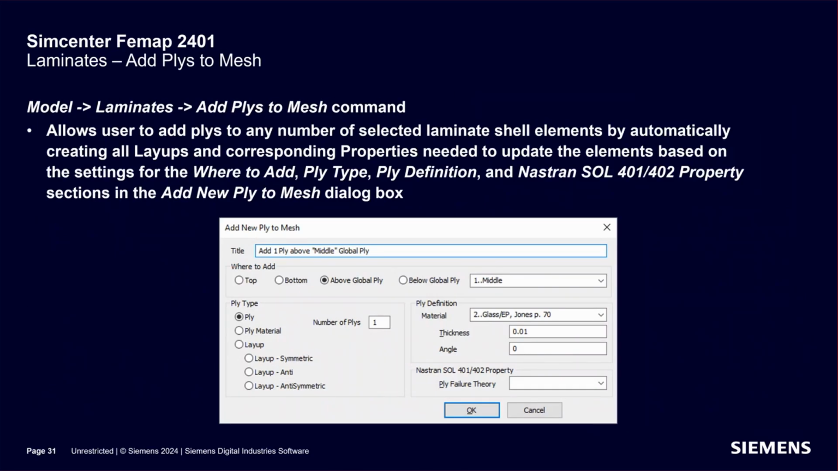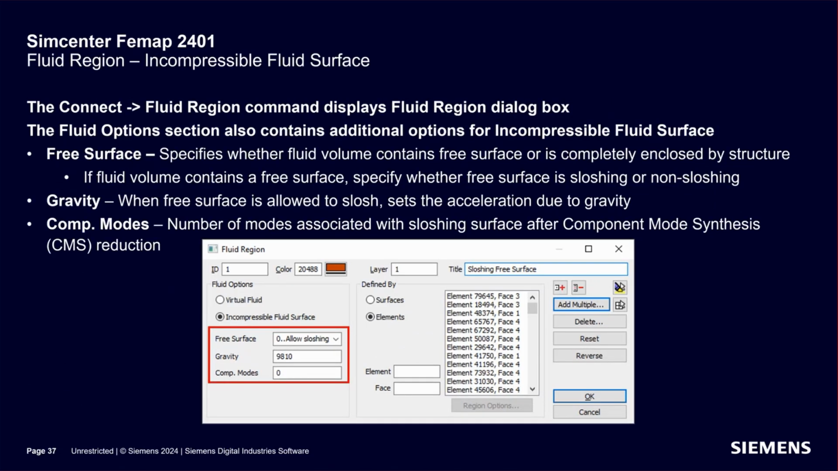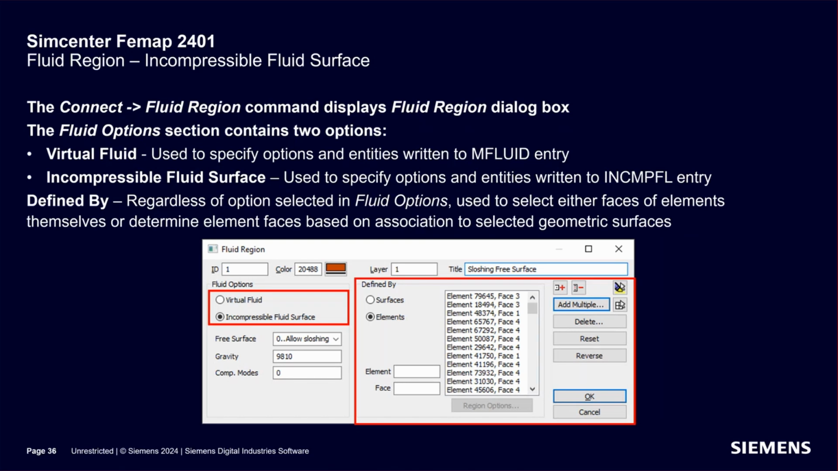I'm actually going to show a demo of add plies to mesh, so I'm going to glaze over that. We did add support for incompressible fluid surface, which you can use to calculate sloshing modes. We added a new option to the MFLUID, so now we have this incompressible fluid surface. This was new functionality for Simcenter Nastran at either 2306 or 2312. It allows you to calculate sloshing modes, and it will automatically create an input file of the plot-only elements of the actual free surface of the incompressible fluid surface that you can read in and do post processing on.